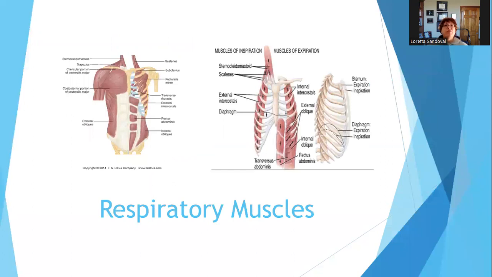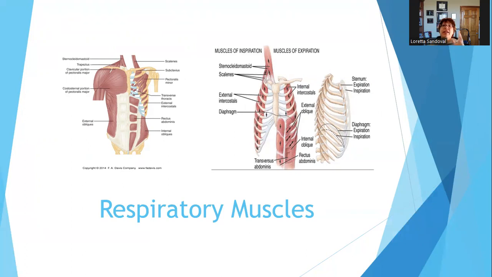So respiratory muscles, if you remember, the diaphragm is the big one. The external intercostals lift the rib cage and expand it. The internal intercostals lower the rib cage and contract it. And internal intercostals are only used for forced expiration. External intercostals are used for relaxed or quiet inspiration, normal inspiration. The abdominal muscles, of course, are involved with forced inspiration or expiration, and the sternocleidomastoid and scalenes.